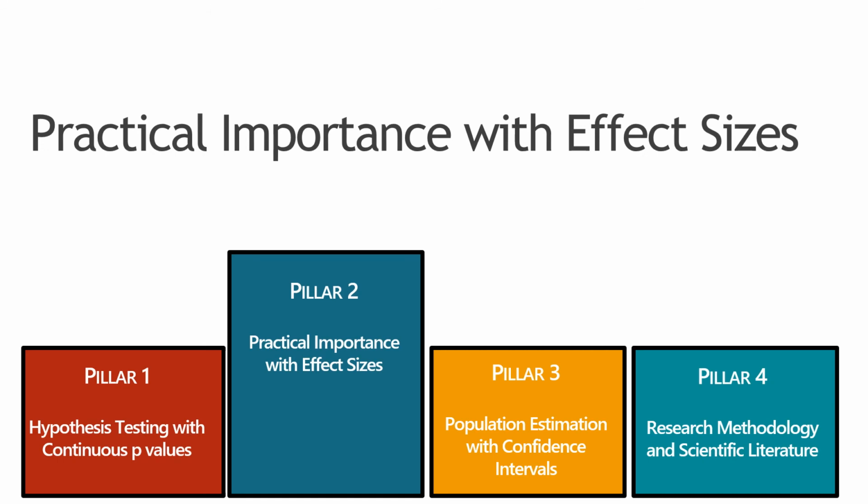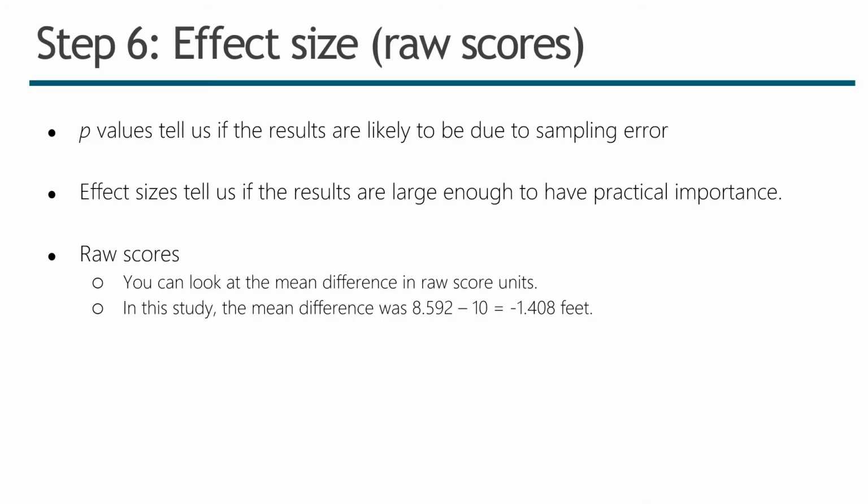Okay, so that was all pillar 1. That was all hypothesis testing with continuous p-values. Our next pillar, pillar 2, is assessing practical importance with effect sizes. So p-values tell us if the results that were observed are likely to be due to sampling error, right? But we have other questions we want to ask about our data as well, not just are the results likely to be due to sampling error. We also want to know if the results are large enough or big enough to have actual practical importance. And there are two different ways we can look at effect size here.